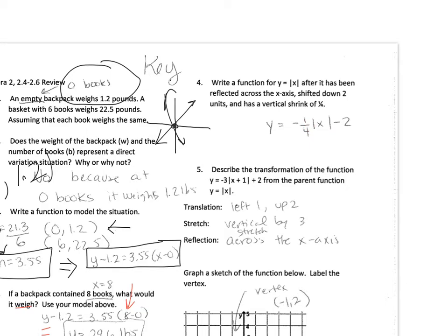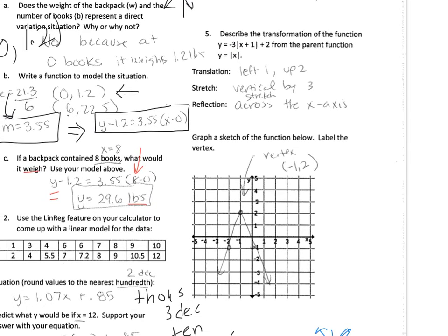And then number 5, describe the transformation of this function. Transformations, remember in geometry, change the figure. A transformation could be a reflection, a stretch, a translation. So we're going left 1 because it's x plus 1, and up 2 because there's a plus 2, and we're stretching it vertically. It's not a shrink, and it's reflected across the x-axis because that's a negative.